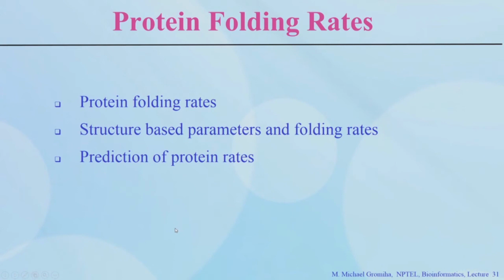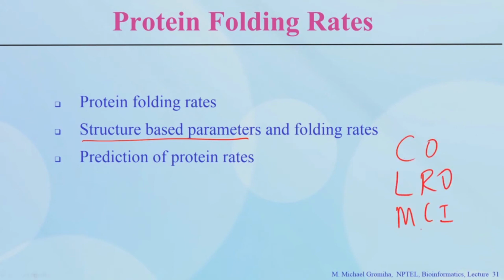What is the folding rate? This will tell you how long the protein takes, whether slow or fast, to fold from the amino acid sequence to the folded 3D structure. It depends, for example, if you see all-alpha proteins, they usually fold faster than all-beta proteins. Then we account for these folding rates based on structure-based parameters, mainly the contact order, long range order, multiple contact index or different parameters.